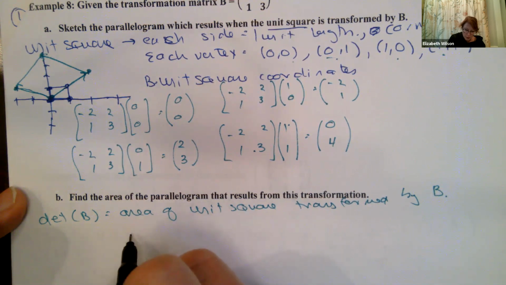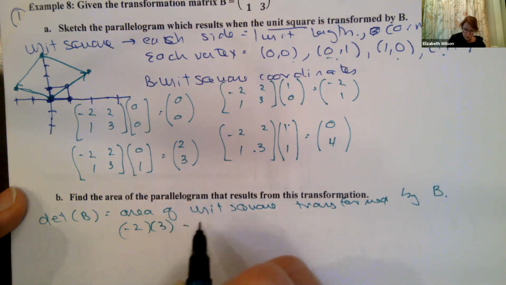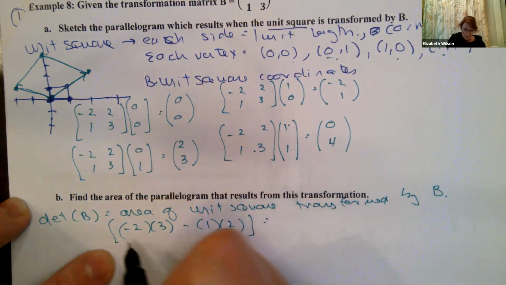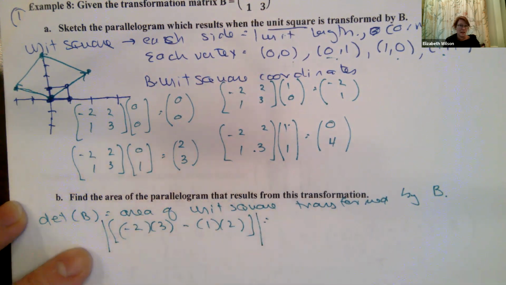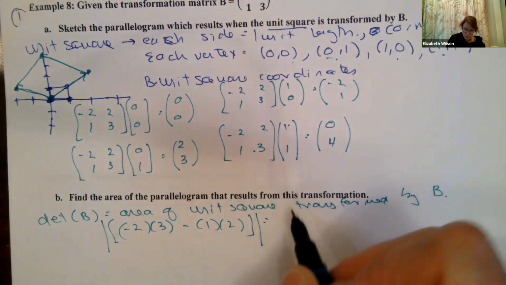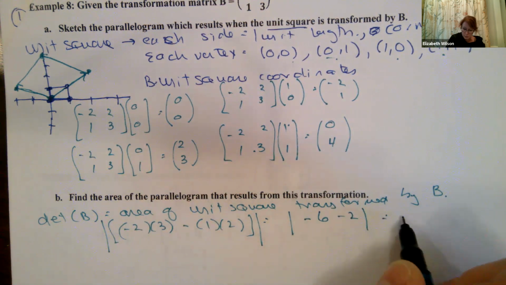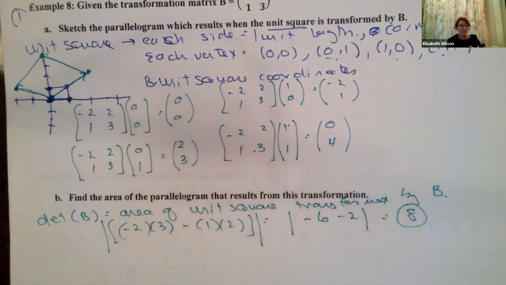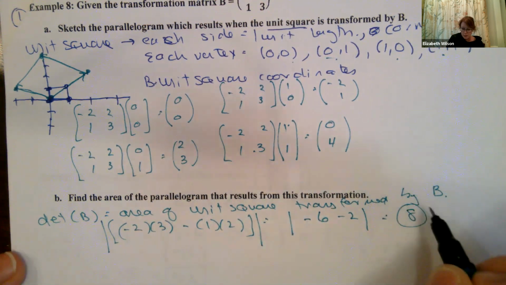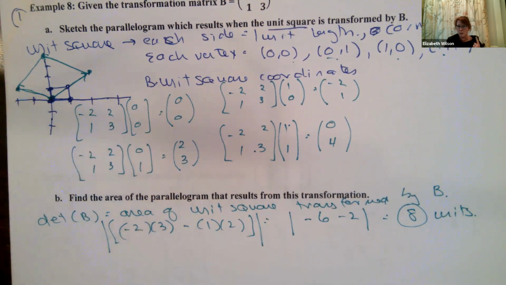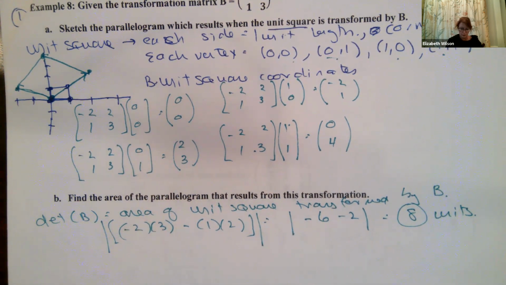So now I'm going to go determinant of B. That's going to be -2 times 3 minus 1 times 2. I have to take the absolute value of that because my area is going to be positive. This is absolute value of -6 minus 2, which is equal to 8. Area always has to be positive. So this is 8 units. The area of my unit square was 1 unit, right? It was 1 times 1, just 1 unit there.